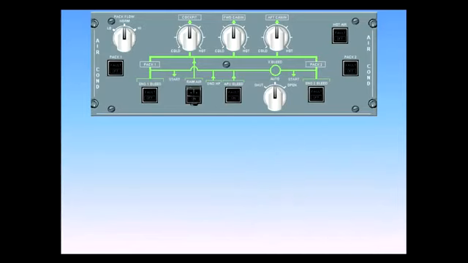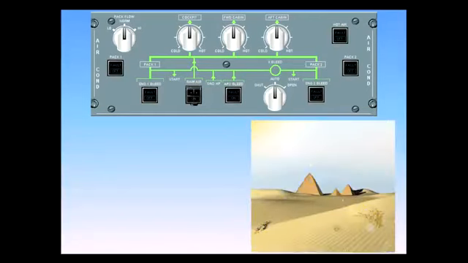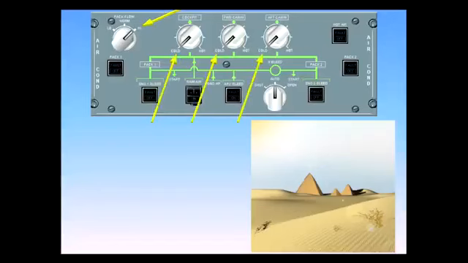Occasionally, with a full passenger load and high ambient temperatures, it may be necessary to select high pack flow and cold to reduce the cabin temperature. Using high pack flow will increase the bleed demands from the engines and use more fuel. Once airborne, the flow selector should be returned to normal and the temperature selectors adjusted as required.